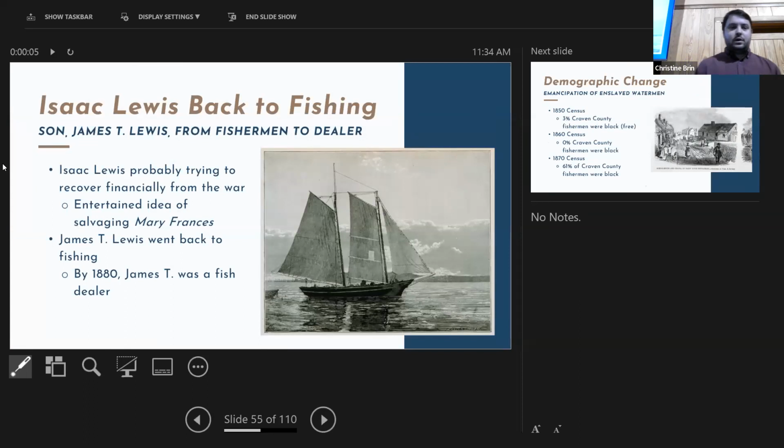So after the war, Isaak Lewis and other fishermen are able to go back to fishing. His son survives the war, comes back home, and goes back to being a fisherman, and they're trying to financially recover from the losses sustained during the war. And there's this idea of possibly raising the Mary Frances, his lost schooner, which is at the bottom of the Neuse River. I'm not sure if it actually happened, but we do know that he decided that if he did raise it, he was just going to chop it up and dry out the wood and use it as kindling.